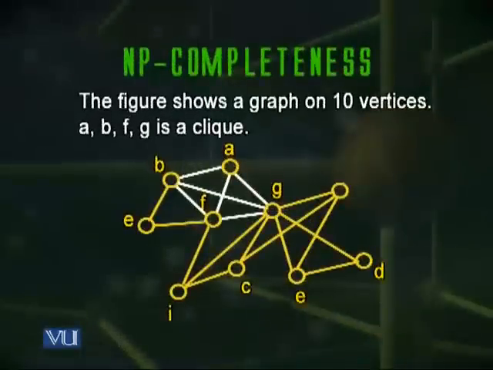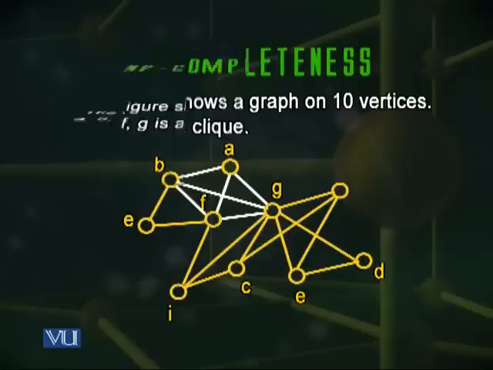So the figure on the screen shows a graph on 10 vertices, and in this case, if you look at this subset which is given by A, B, F and G, that forms a clique. A is connected to B, A is connected to F, A is connected to G, B is connected to F and F is connected to G. So you have all possible edges between these vertices. Therefore, we call this a clique in the graph. So a clique in the graph is nothing but a bunch of vertices which are all connected to each other.